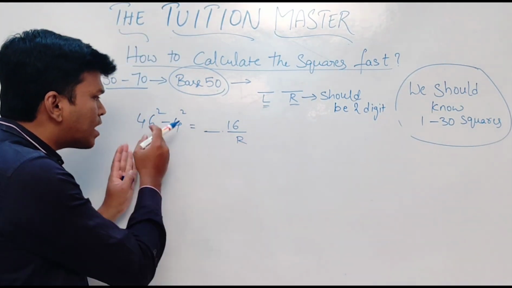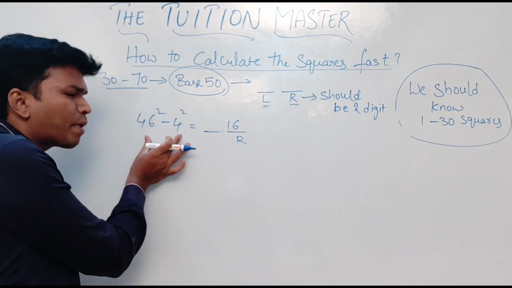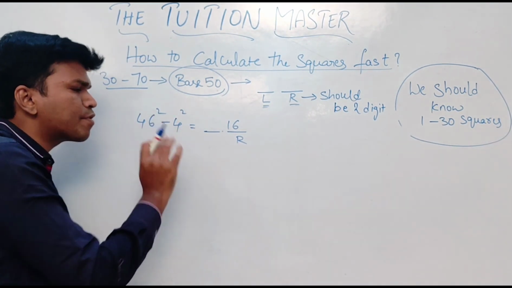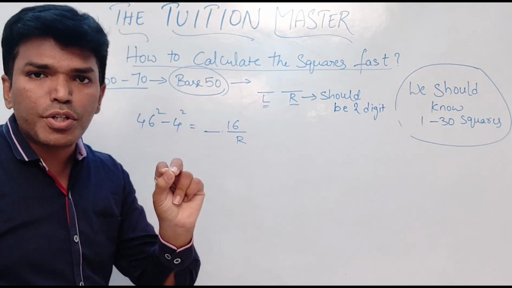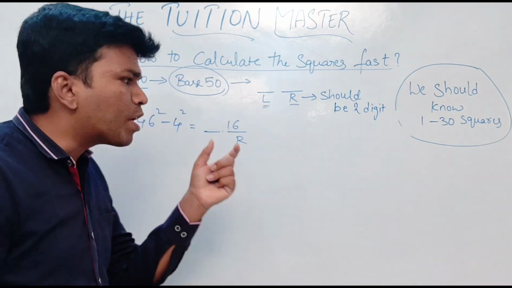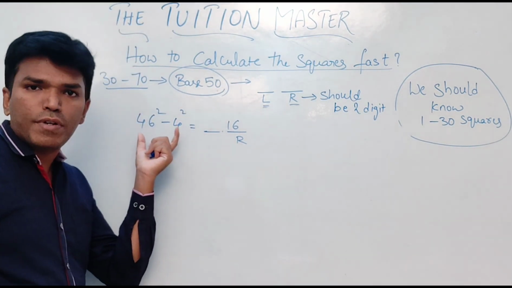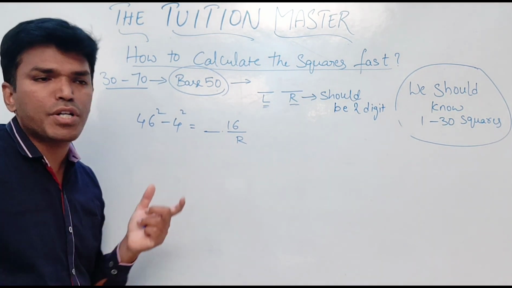Now to get the left side part, do the same. 46 minus 4. When it is subtraction, we will do the subtraction. What is 46 minus 4? 42. Whatever answer you get, we are going to add one more step to it. Whatever answer you got after subtraction, you have to make it a half. That means you have to divide that answer by 2.